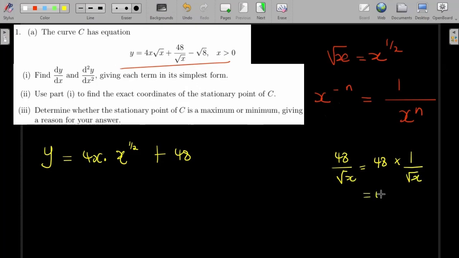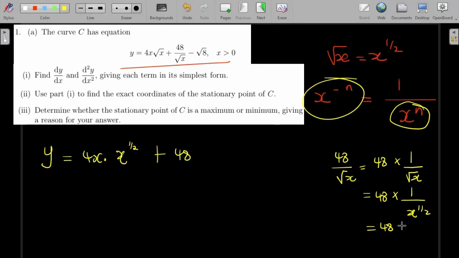X. But we know that this will be 48 multiplied by 1. This root of x, we said it's x power half. And if a certain expression is raised to a power and it's in the denominator like this, we said we can write it as a negative power. So this will be 48 multiplied by this guy here. I'm going to write it as x to the power minus half. Okay, so that's what I'm going to put here. I'm going to put x to the power minus half. And then minus the root of 8.